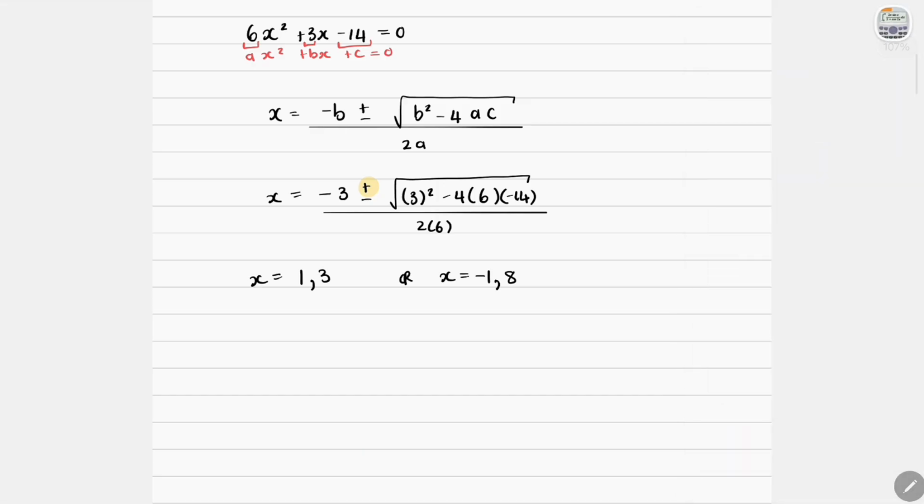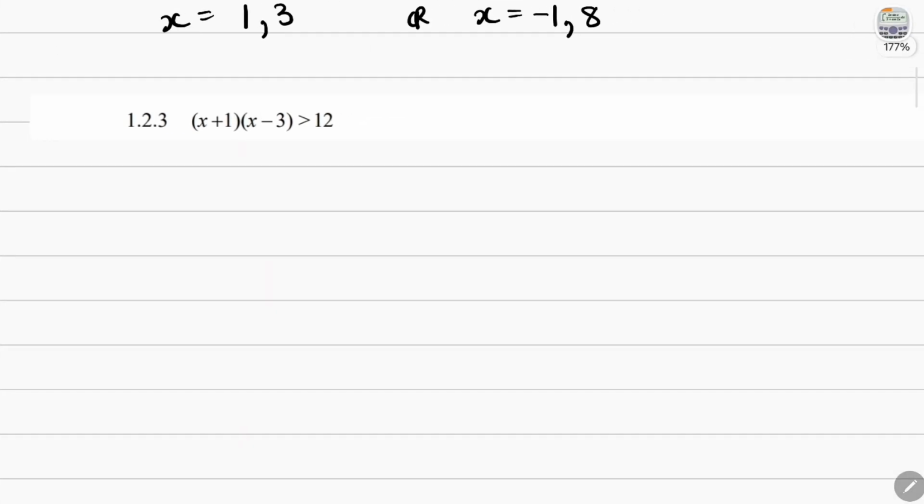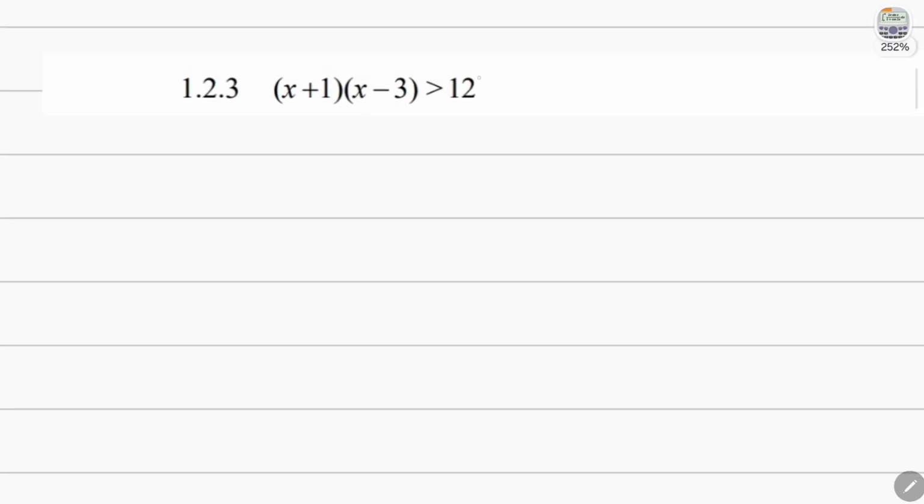Okay, moving on to the next question. Question 1.2.3 says we have this inequality and we need to solve for x. Okay, so do you see that one hand side is not equal to 0? Which means you just need to distribute here and get one hand side to be equal to 0. So let's FOIL out, and that's going to give us x squared.